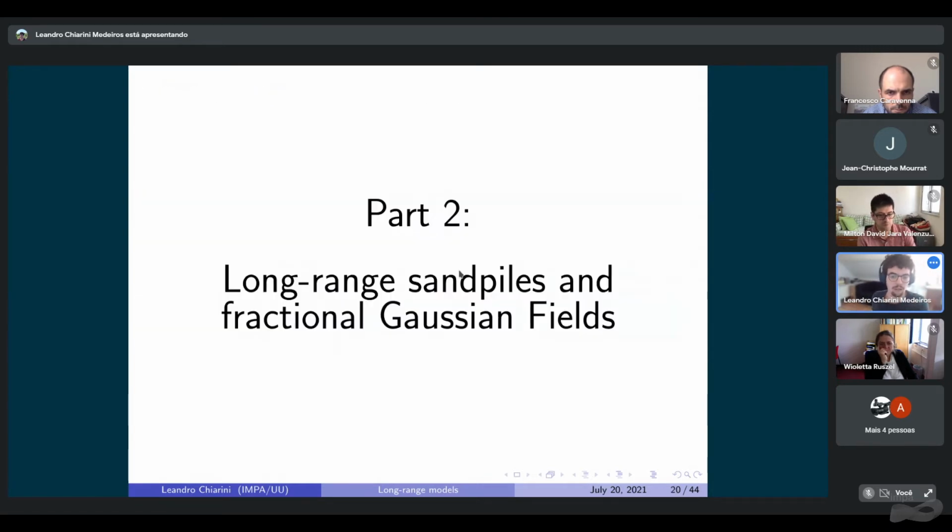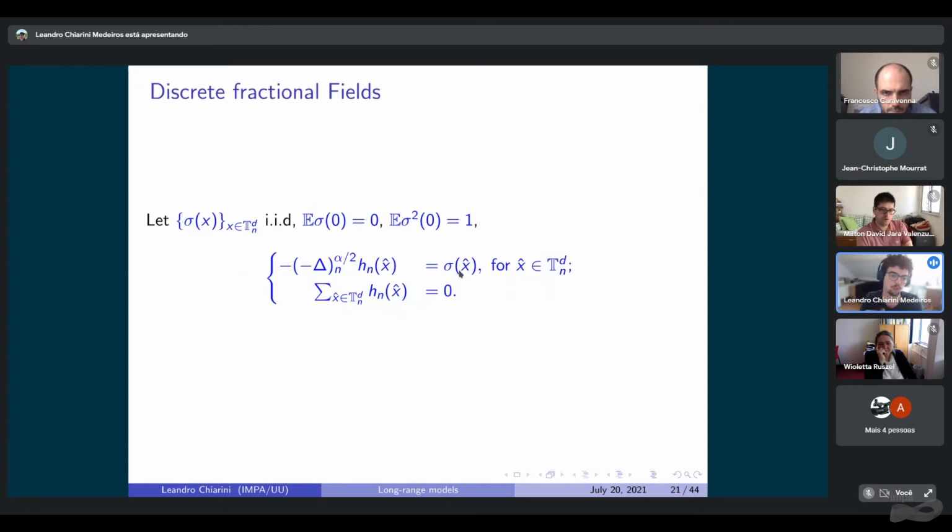Okay, so for the second part of the talk, I'll be talking about long-range sand piles and fractional Gaussian fields, but I will actually skip long-range sand piles almost altogether just for the sake of time, and I'm going to go straight into the field that is related to them.